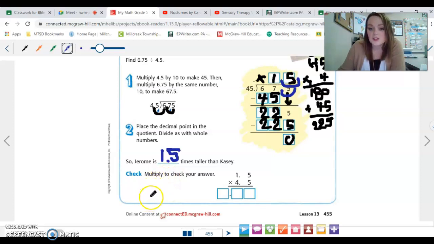We can use multiplication to check our answer. 5 times 5 is 25. 5 times 1 is 5, plus 2 more is 7. Put my 0. 4 times 5 is 20. Put my 2 again. 4 plus 2 is 6.